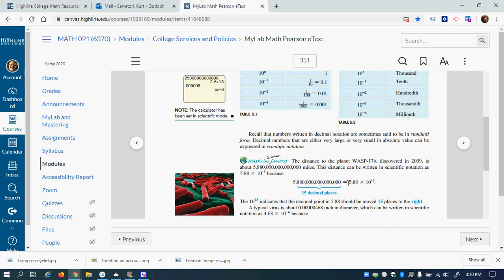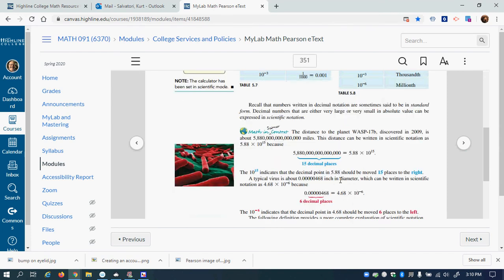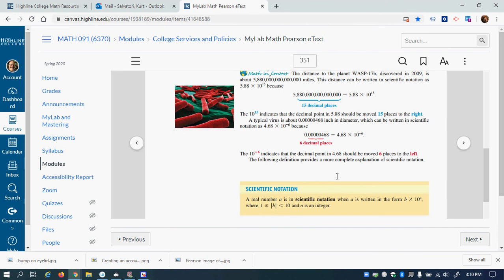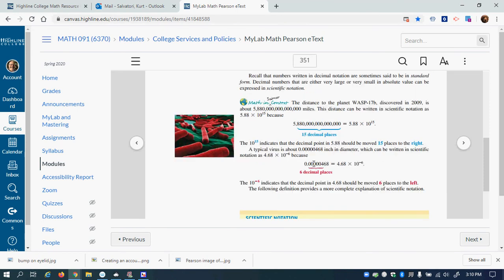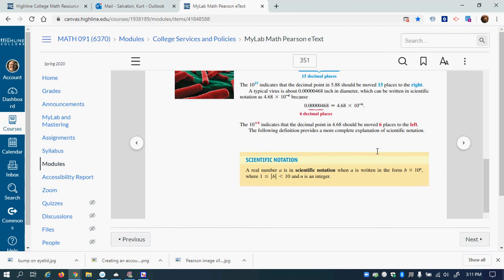We always have a number that has to be between 1 and less than 10. On this next example, we have 0.00 and so on. How many zeros are there? There's 1, 2, 3, 4, 5. So there are 5 zeros, and we have to go beyond them to the 4. So this is really 4.68 times 10 to the negative 6. This is a very small number. The negative symbol tells us that it's super small. It's not big at all.